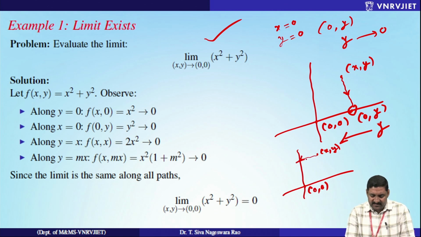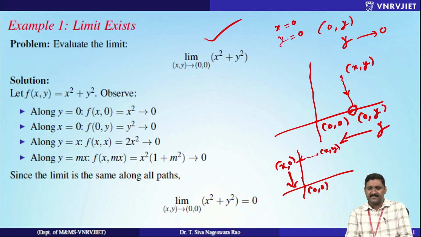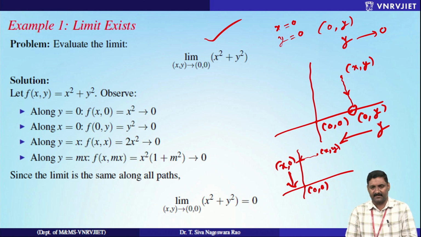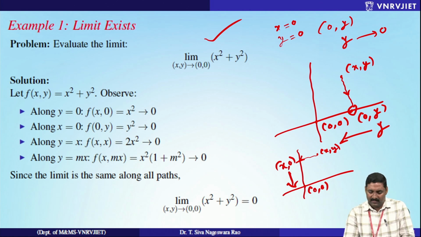First I will fix y is equal to 0. Then this point will move to x comma 0. Later it will move towards 0. So this is another path. Now we will see what is the limit in two directions, that is on two paths.